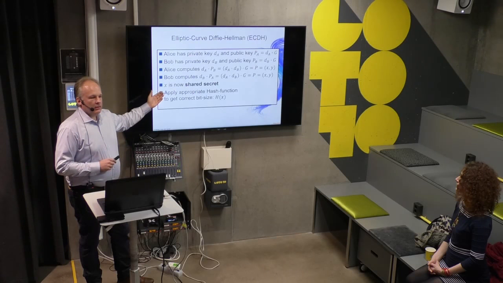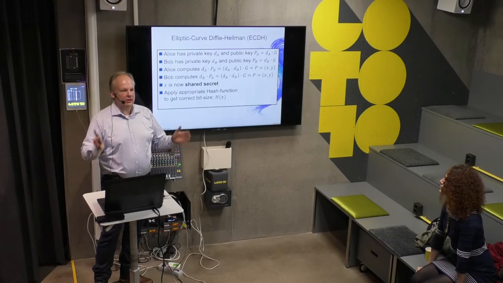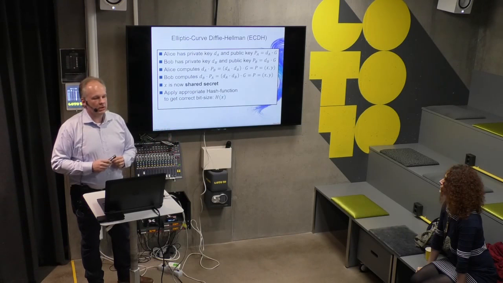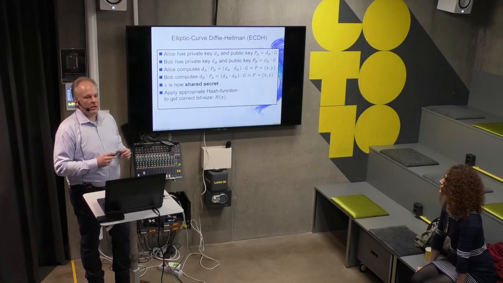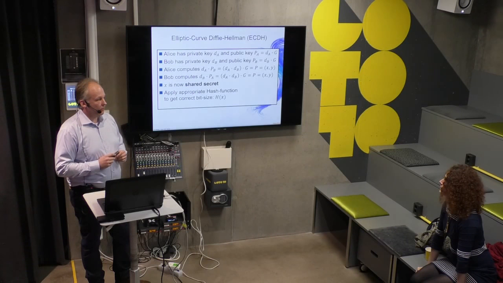Since these coordinates can be long, you apply a hash function to get a digest of a fixed size. And this digest you can use in your symmetric cipher. So this is actually much easier to understand than the RSA algorithm.